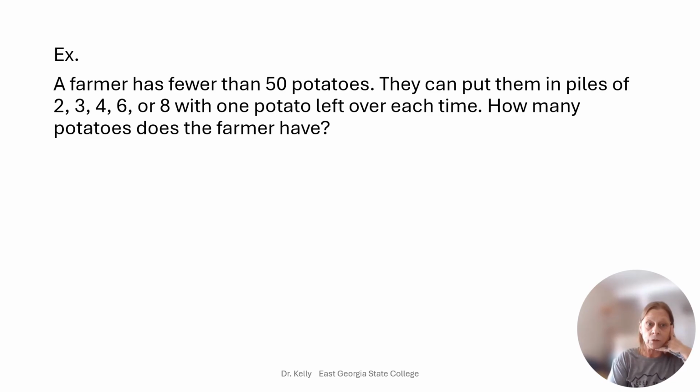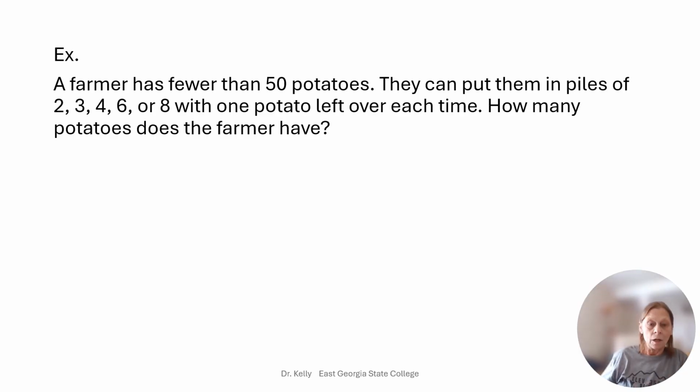So it says a farmer has fewer than 50 potatoes, and he's got them in a big barrel, and he can't count while he sorts. I don't know, but anyway, just pretend. Remember, mathematical word problems are usually the most obscure. Anyway, he can put them in piles of 2, 3, 4, 6, or 8, but every time he piles them up like that, he always has 1 potato left over. So I want to know how many potatoes he has, and you might think, how can I figure that out? But we can use number theory and divisibility to figure this out.